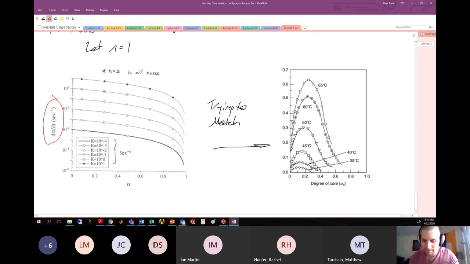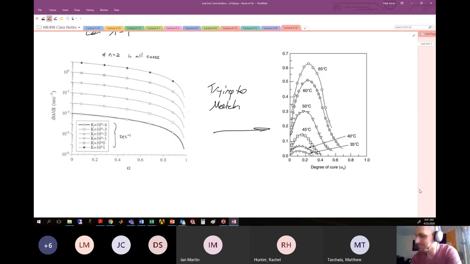You see again, all these systems converging to zero as my degree of cure approaches one. And that's again because there's no sites left to react when I'm fully cured. So we're trying to model this behavior with this function. How do we think we did? Yikes, not the best fit there, okay? So it tries, but not the best, all right?